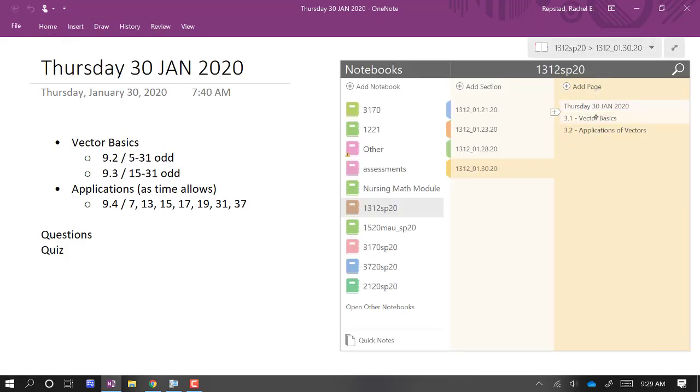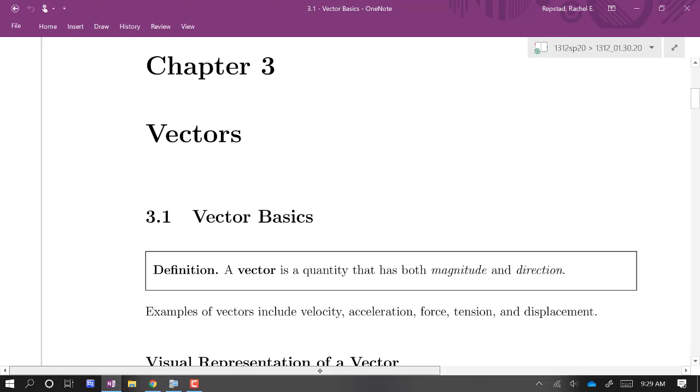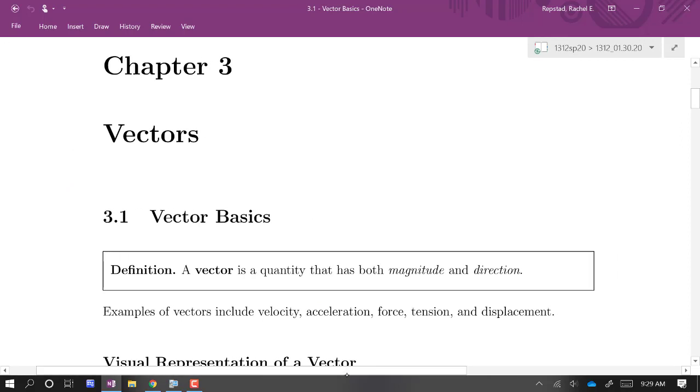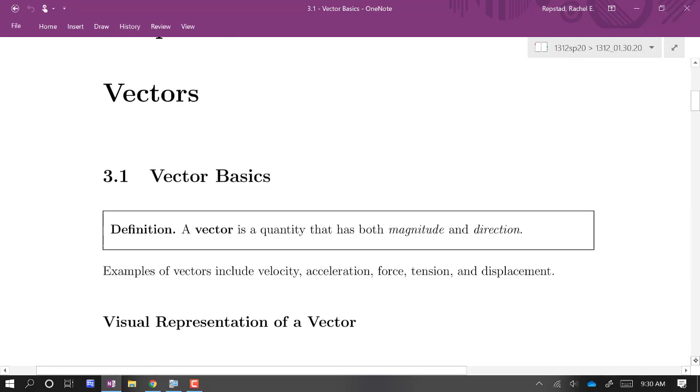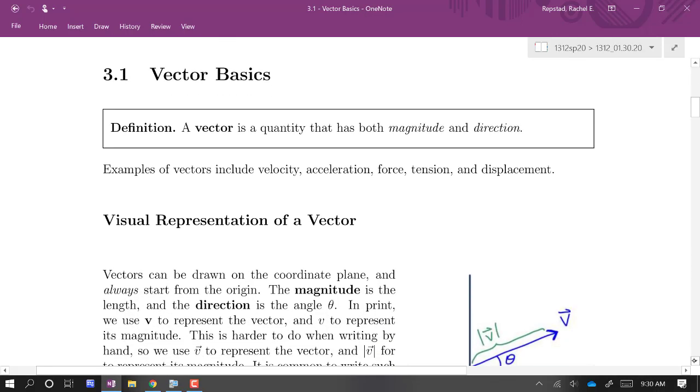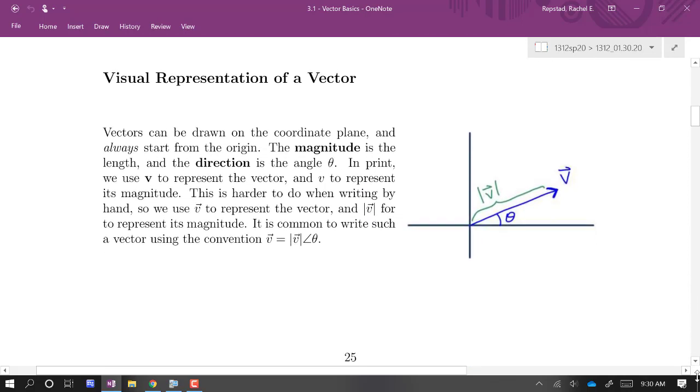So we're going to spend some time talking about vectors. We talked about vectors at the beginning of last semester. We just restricted ourselves to the first quadrant, but now we're going to allow for vectors anywhere. And we already are familiar with the fact that a vector is a quantity that has both magnitude and direction. The magnitude of a vector is just the length, how far it extends from the origin. Vectors always start at the origin. And the direction is the angle that it makes with the positive x-axis.